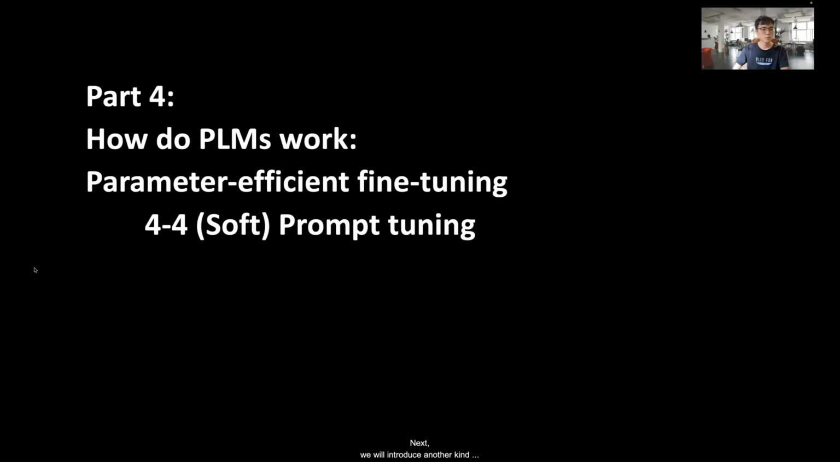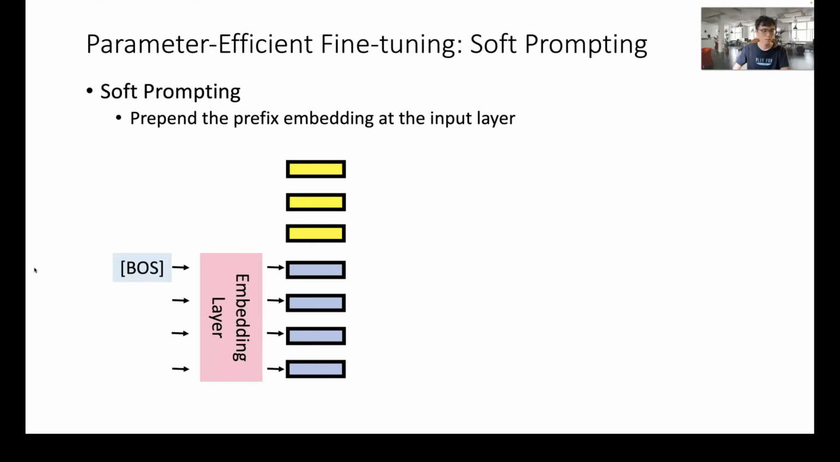Next, we introduce another kind of parameter-efficient fine-tuning method called soft prompt tuning. Soft prompt tuning can be considered as an easier version of prefix tuning. What it does is just prepending some vectors at the beginning of a sequence at the input layer.